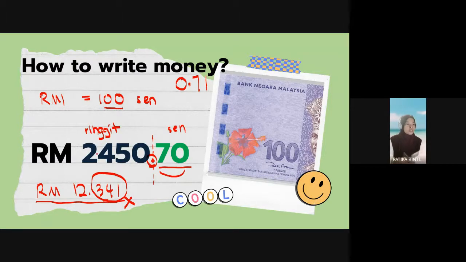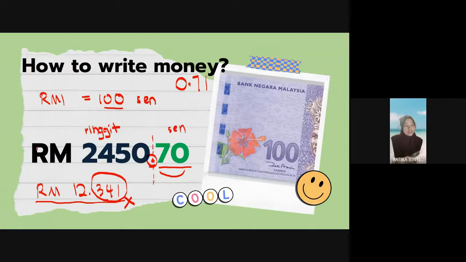So this will be 2,450 ringgit and 70 sen. Boleh baca macam biasa aja. Pernah ke orang baca RM2,450 seven zero sen? Tak pernah. 70 sen, 70 sen. Okay, clear about this one? How to write money? Okay, lagi satu.